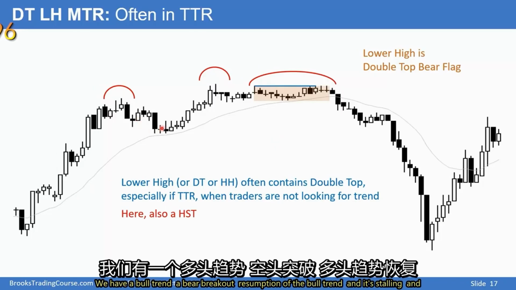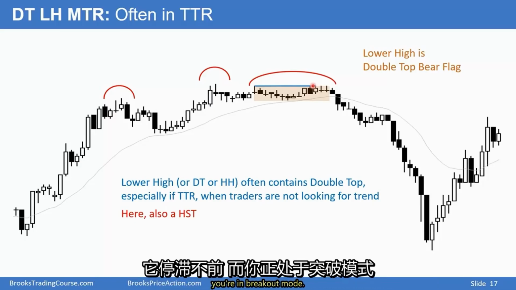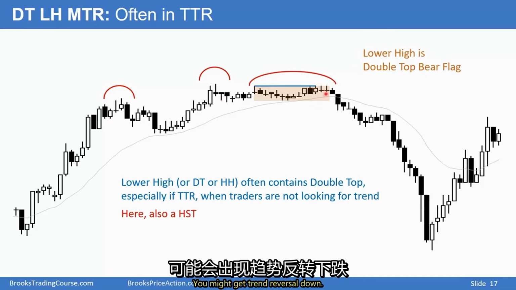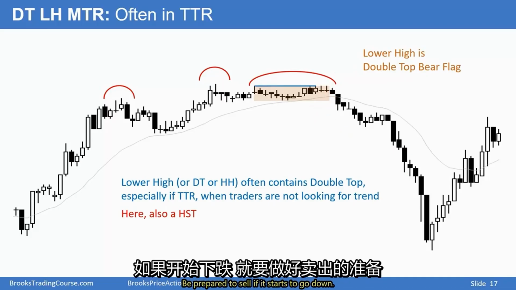We have a bull trend, a bear breakout, a resumption of the bull trend, and it's stalling. And you're in breakout mode. You might get trend resumption up. You might get trend reversal down. Be prepared to sell if it starts to go down.